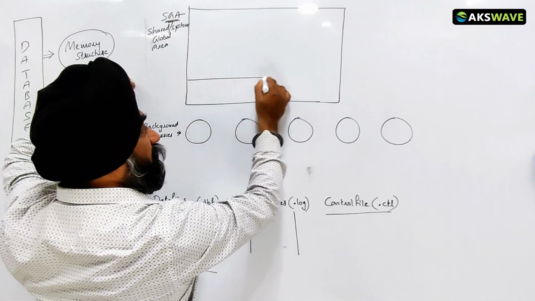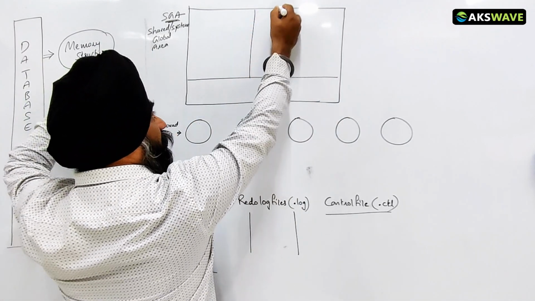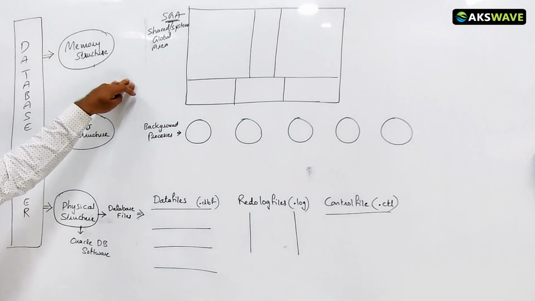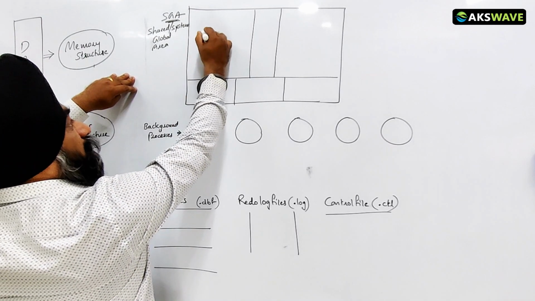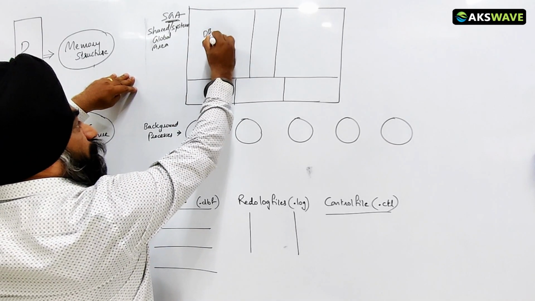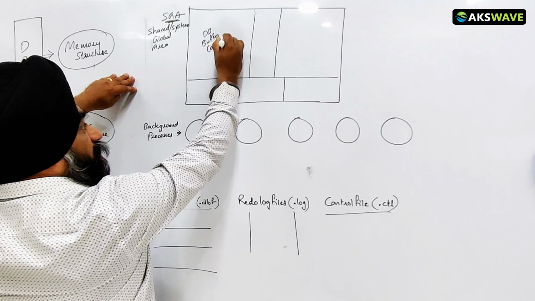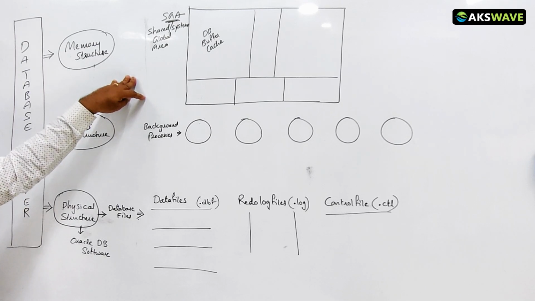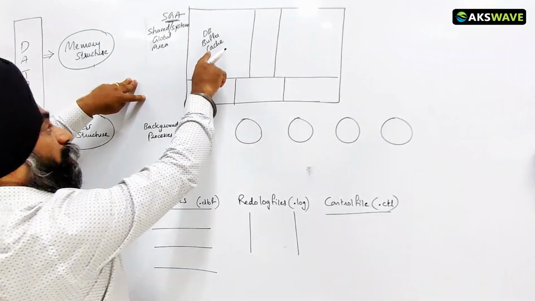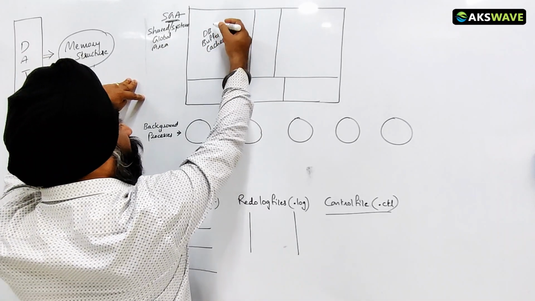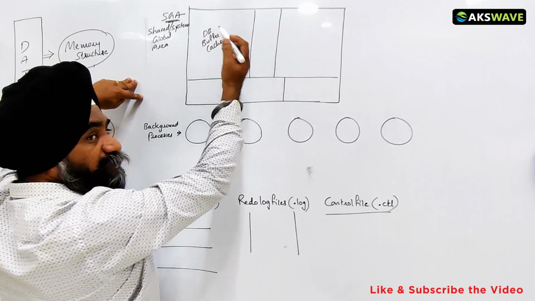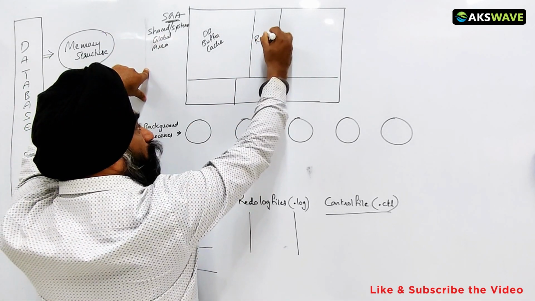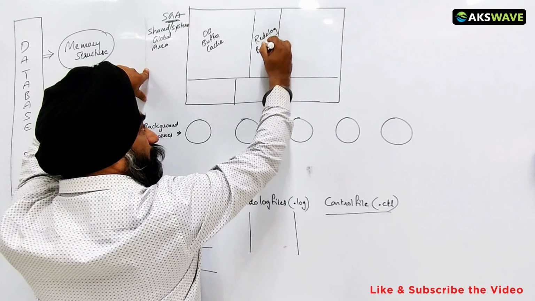Okay, now my SGA is the main memory area given for my database. Now this SGA is again internally divided into multiple components. What are those? One is DB buffer cache, whatever we call it, right? DB is nothing but database. Database buffer cache. Another is redo log buffer.